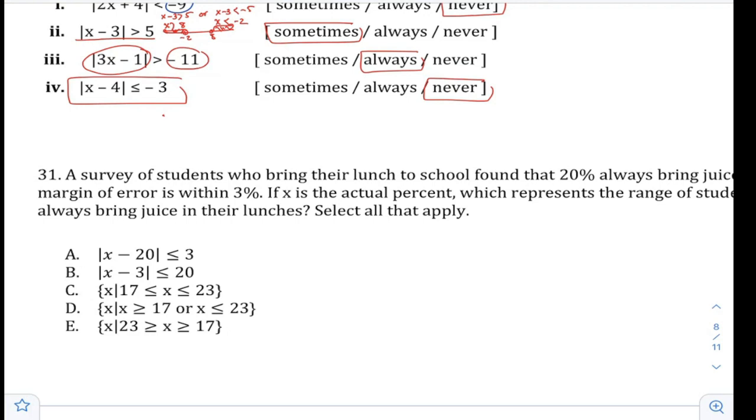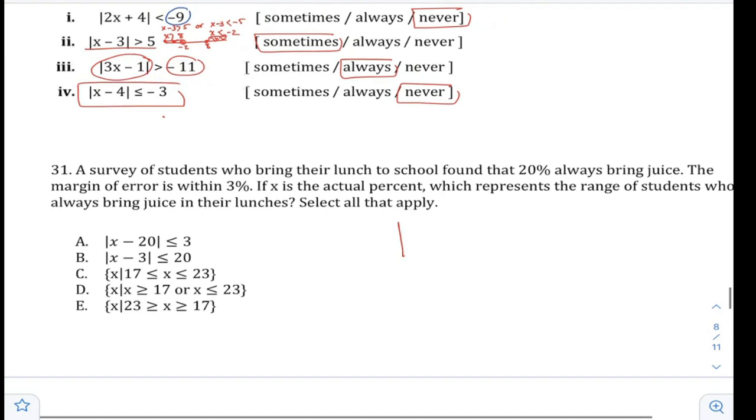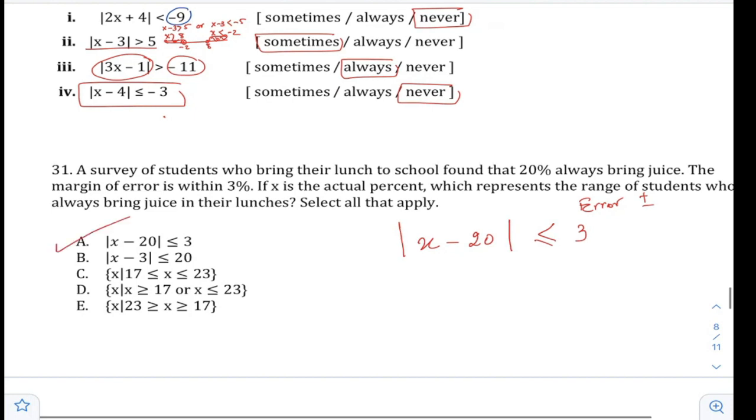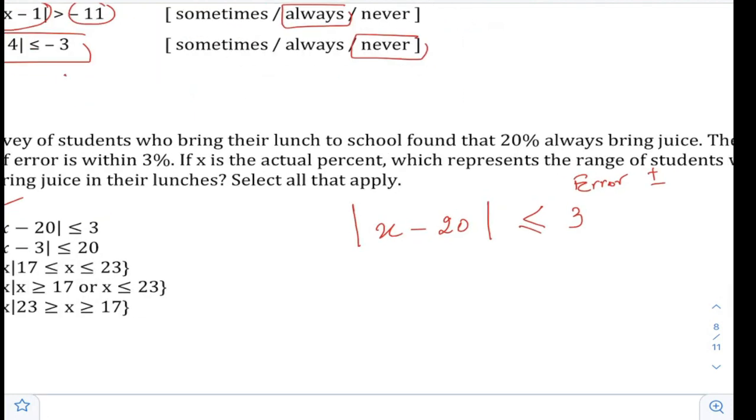As we said, we have absolute value, general form, X minus the actual value that is given, which is 20. And since we are asked about the range, then it will be less than or equal to the error, or the plus minus thing, and it will be 3 here. This is the first inequality, true here. Then we will start solving it. If you solve it, this will be your solution.